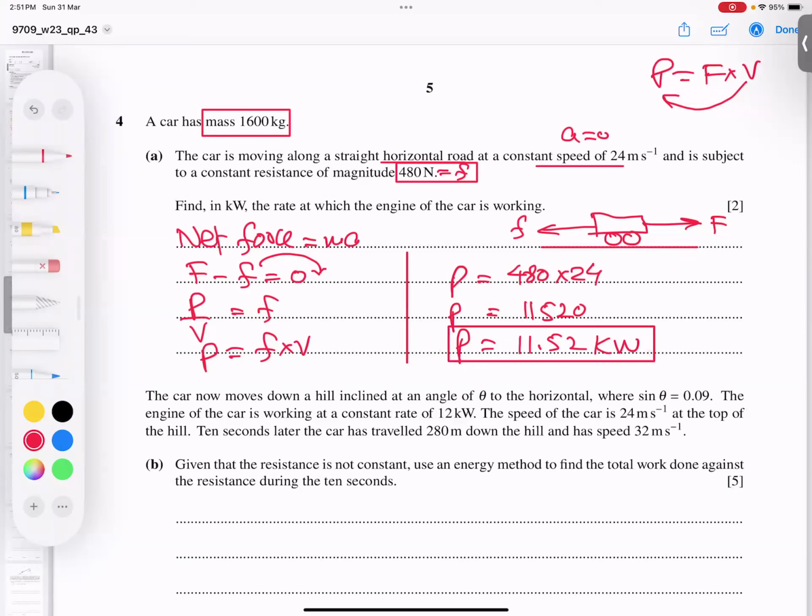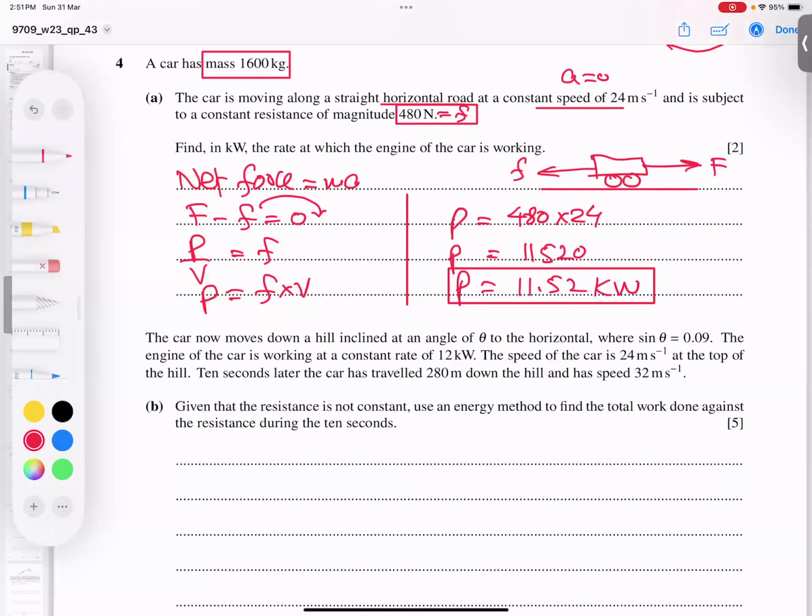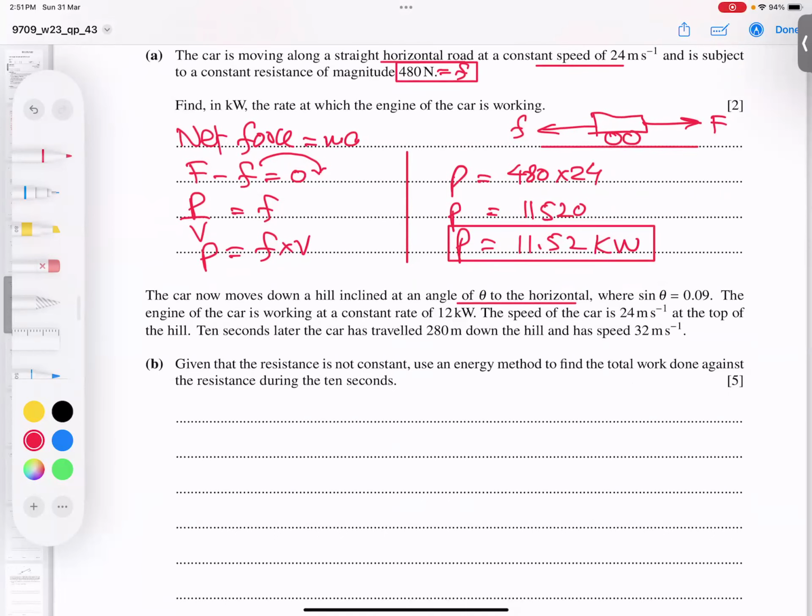So let's go for the next part. What the next part below is saying is the car now moves down the hill inclined at angle theta with the horizontal. And the car engine is working at a constant rate, so power is 12,000 watt. And the speed of the car is 24 at the top of the hill, and 10 seconds later. Okay, it means let's try to make a diagram. So this is horizontal first. It was traveling, then it comes down.